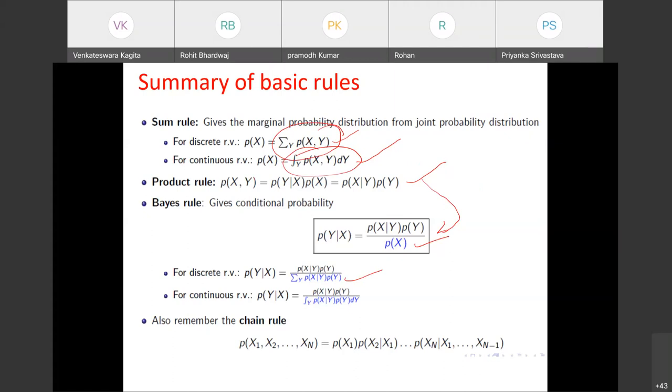Also, you remember the chain rule, right? From probability concepts, the joint probability of x1 to xn is probability of x1 times probability of x2 given x1, times probability of x3 given x1 and x2, and so on, up to probability of xn given x1 to xn minus 1. Okay, so this is the summary of the basic rules that we have discussed so far, and all of them are very important for our upcoming sessions.